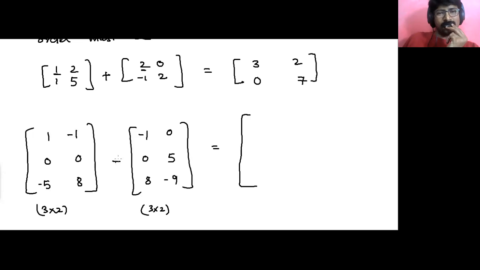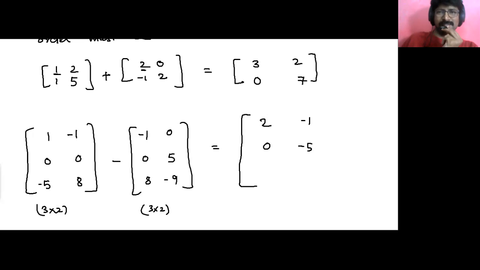Now 1 minus of minus 1. So 1 minus of minus will become 2, isn't it? Minus of minus will become plus. Minus 1 minus 0, minus 1. 0 minus 0, that's a 0. 0 minus 5, minus 5.